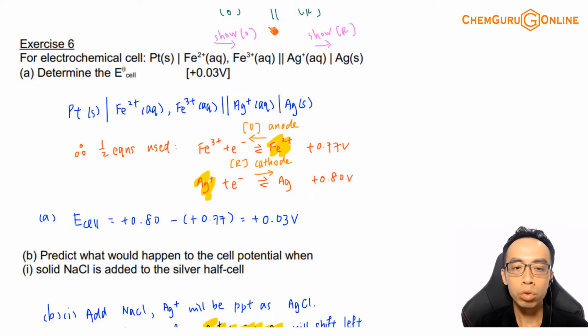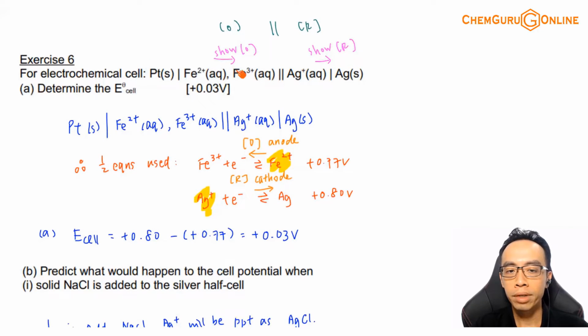And we also know who is oxidized or reduced. Iron half cell undergoes oxidation, silver half cell undergoes reduction. Calculating Ecell is also simple. Reduction minus oxidation, I get a positive value, plus 0.03 volt.